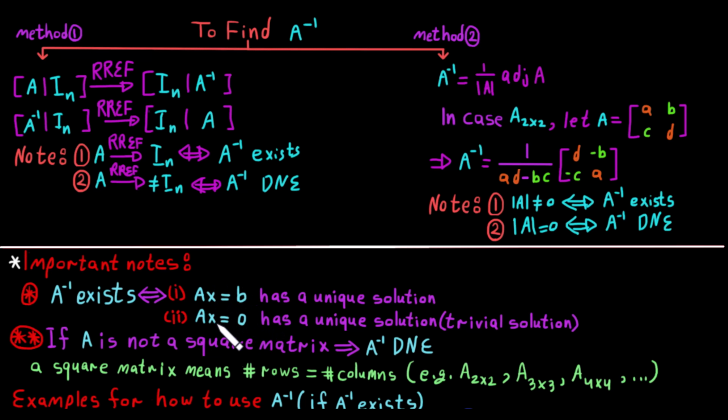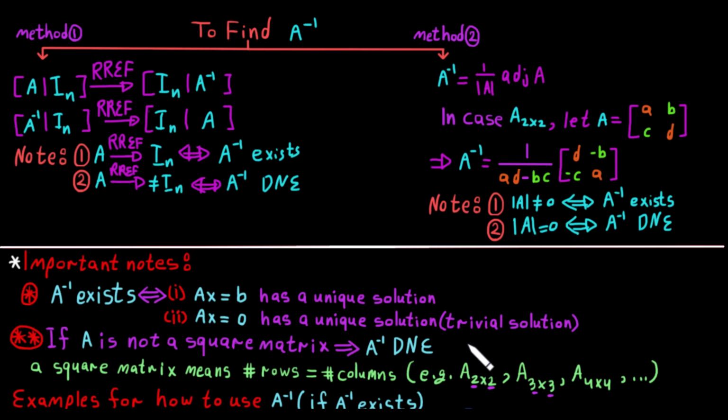The second important note: if A is not a square matrix, then A inverse does not exist. So immediately you have to say A inverse does not exist if it's not a square matrix. What does a square matrix mean? It means that the number of rows equals the number of columns of a matrix. Here I put hash, it means number of. So number of rows equals number of columns. You can see here, number of rows equals number of columns.